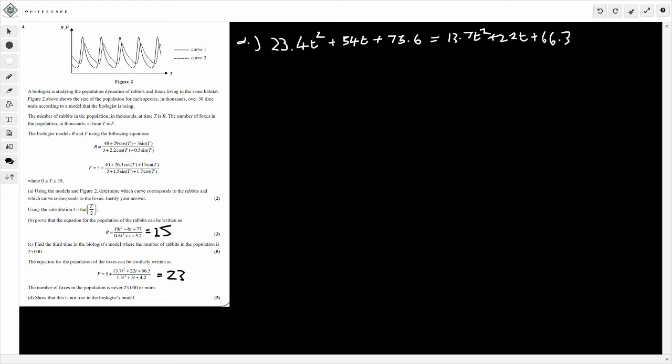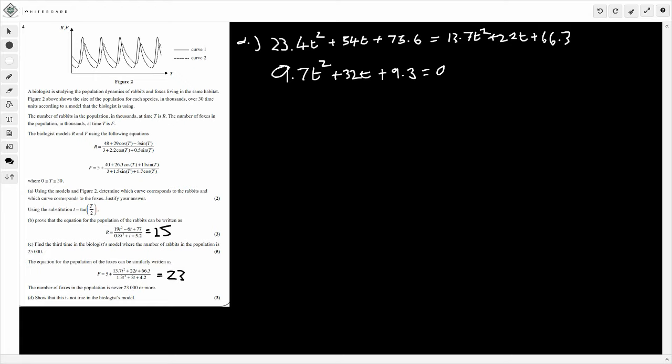What are we going to get? That's going to give me 23.4 minus 13.7, so it's going to give me 9.7 t squared plus 32t plus 9.3. And this is equal to 0, right? So this is the quadratic model we've ended up with when we've simplified. So what the case should be here is that there's no solution to this quadratic function. If it's never 23,000 or more, what that means is that if you were to plot this as a quadratic, it doesn't cross the x-axis. There are no real roots.